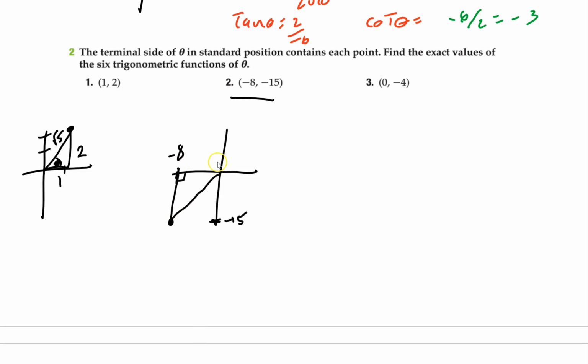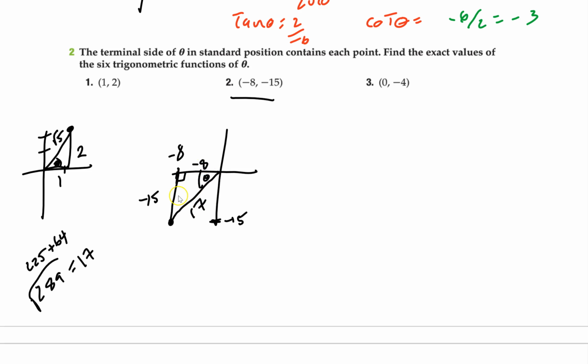Now, look, I know what my sides are. I went left 8, so negative 8. And I went down 15, so negative 15. Remember, this is your angle. I got to find the hypotenuse. 15 squared plus 8 squared, so 225 plus 64. That is 289. The square root of 289 is 17. So I put a 17 right there.